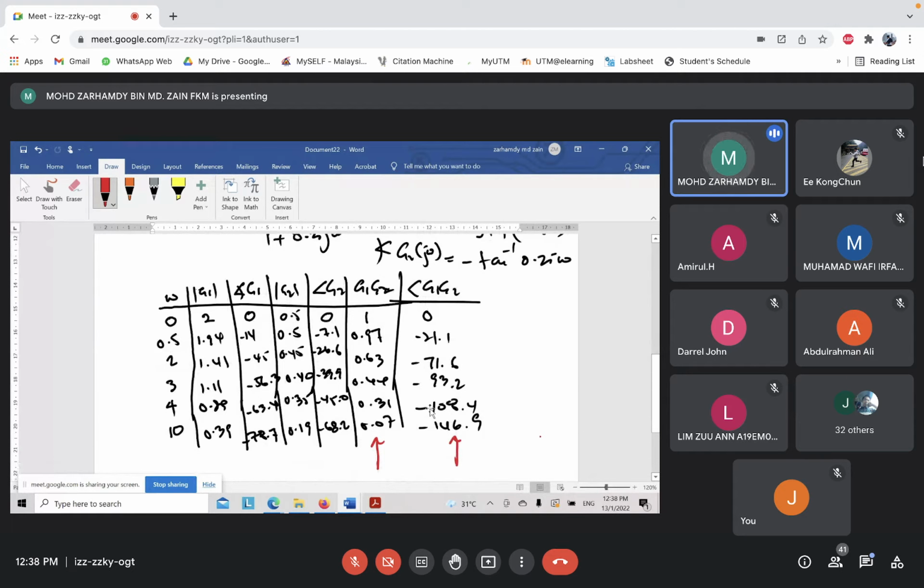Okay, the important thing in this, what is called the Nyquist diagram, is that you need to see the range of gain. Okay, now what happened in this example? We only have the maximum value of 1 and the minimum of 0.07. For the phase it doesn't matter, because in our graph paper we have 360 degrees.